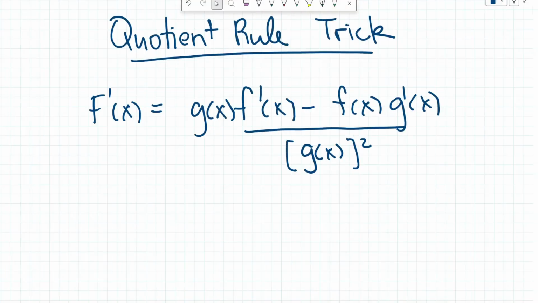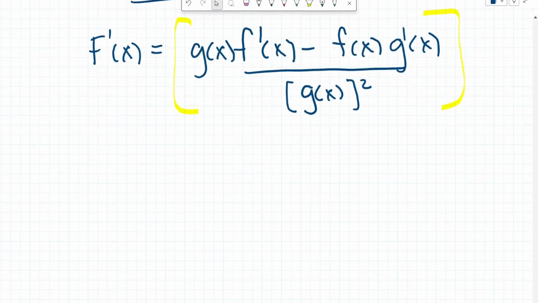In my previous video about derivative rules, we went over how to find the derivative of a fraction or a rational function where you have a denominator and a numerator. And we used this complicated looking expression over here. This might be a little bit of a challenge to memorize. And that's why today I'm going to show you the quotient rule trick to have you memorizing the quotient rule in no time.